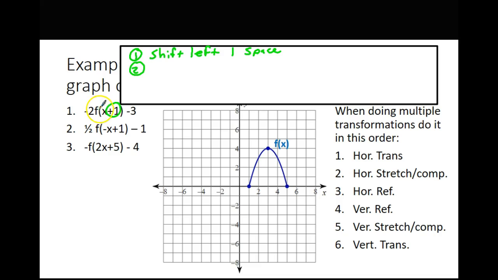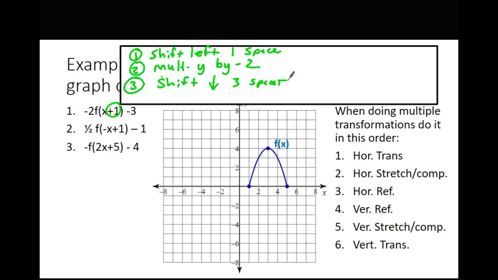Do you guys notice there's no B? So we're going to skip step 2. Let's move to step 3. What do I do next? What number do I look at next? We're going to multiply our y values by -2. What am I going to do last? Step 1, step 2, step 3, step 4. Move down 3. So we're going to shift each point down by 3 spaces.